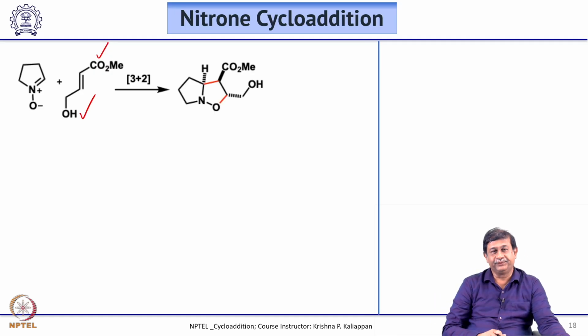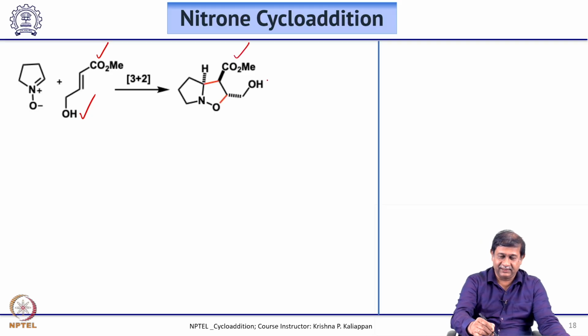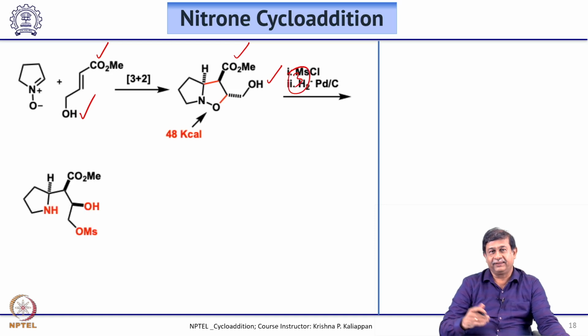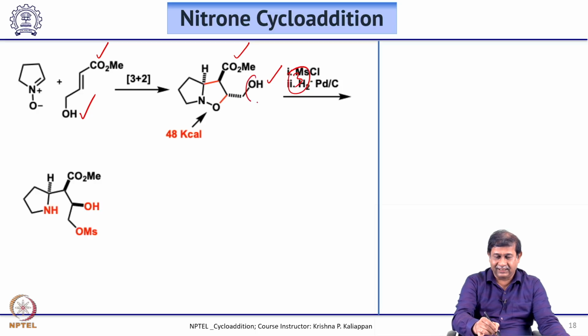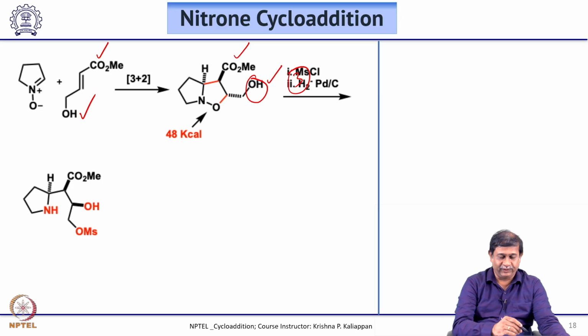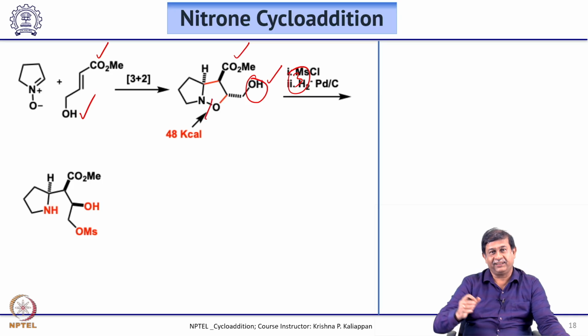So, now if you do a 3+2 cycloaddition, you can see you have an ester here, you have CH2OH, and as I said, we form 3 new chiral centers. Now you can make this hydroxyl a mesylate and then do a hydrogenolysis. When you do hydrogenolysis, it cleaves the NO bond to get the corresponding amino alcohol. Before that, you converted the primary alcohol into mesylate.